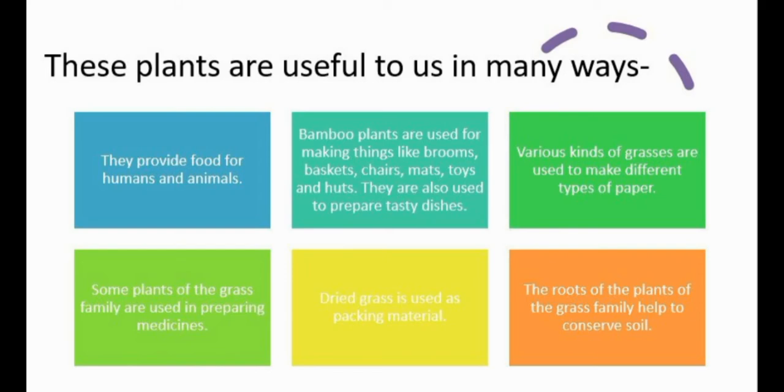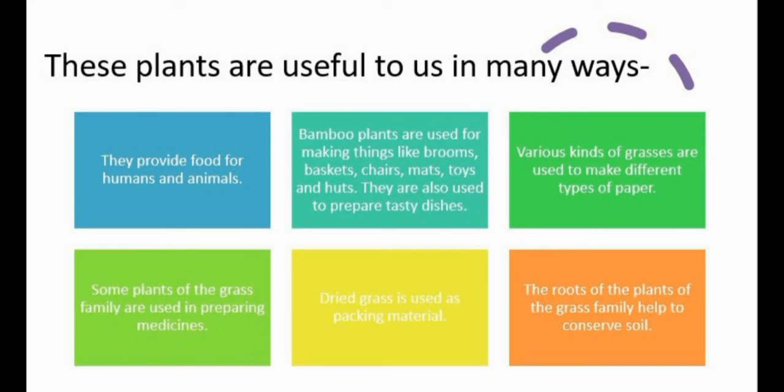Now these plants are useful to us in many ways. Let's see what are the ways in which these plants are useful. First, they provide food for humans and animals. Bamboo plants are used for making things like brooms, baskets, chairs, mats, toys and huts. They are also used to prepare tasty dishes.